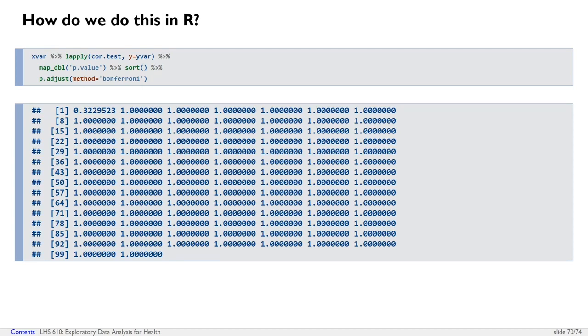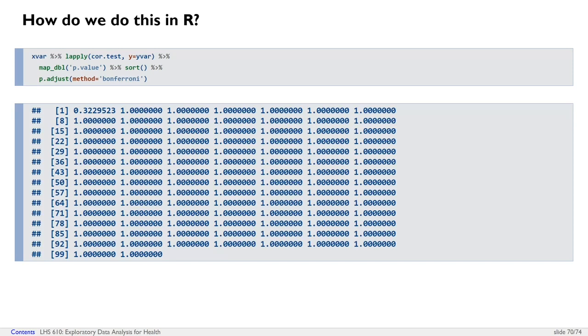And one way to implement this is to use the p.adjust function. If this code looks completely uninterpretable to you, that's okay. I won't expect you to do any code like this. This is just a simulation that I'm using to illustrate a point.